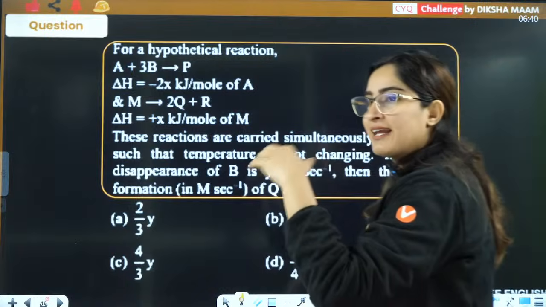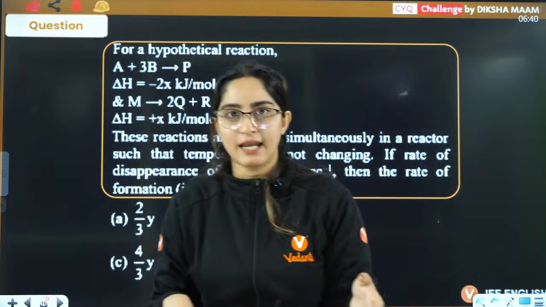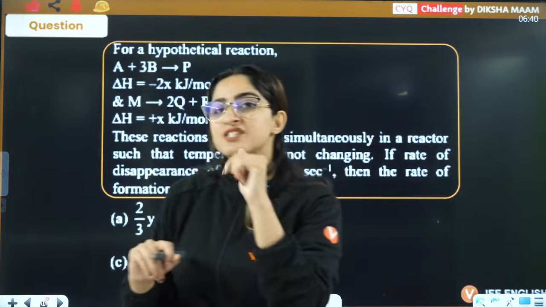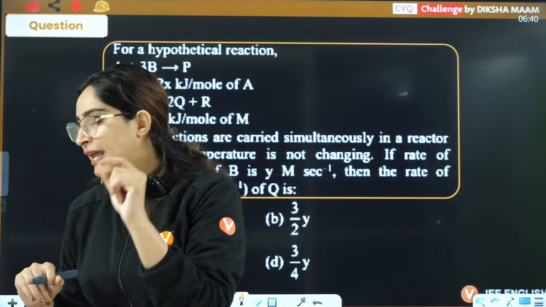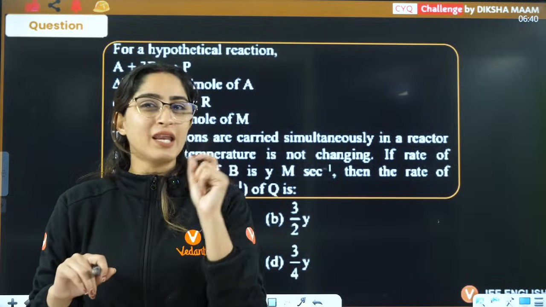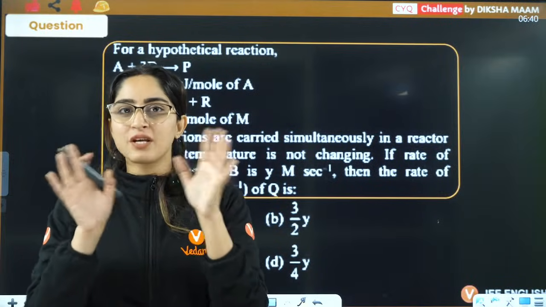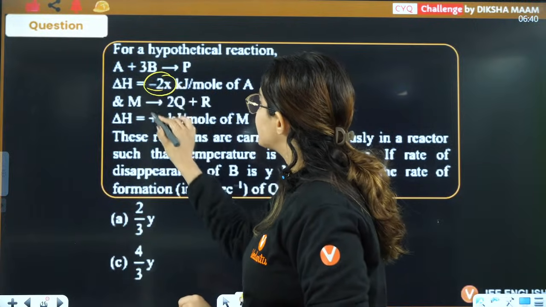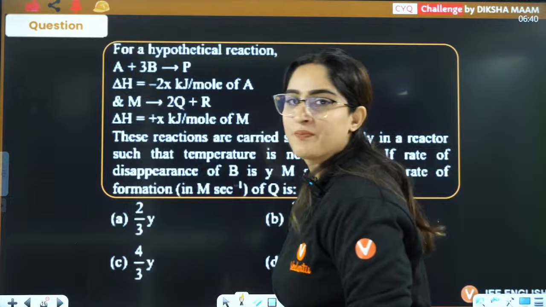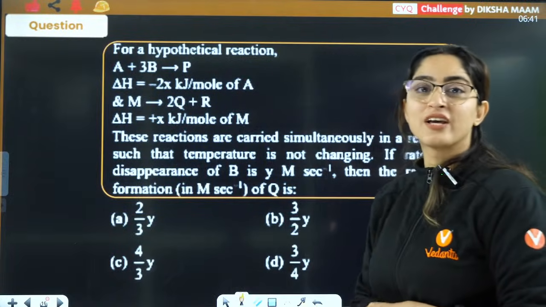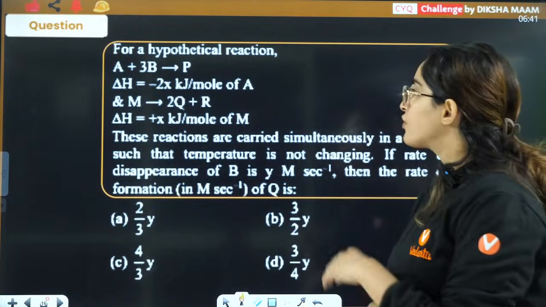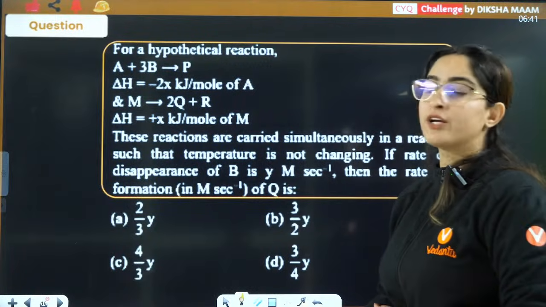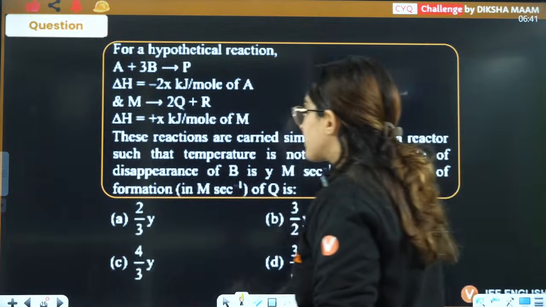If they're reacting simultaneously, at the same time they are reacting, temperature is not changing. Can you tell me what they want to say here? That's a very important thing. If the temperature is not changing, that means the delta H here, this and this, is actually the same. The delta H here is same, right? So overall heat of the reaction is same. The temperature change is not there. Overall heat of the reaction is same. So you can write this like this.